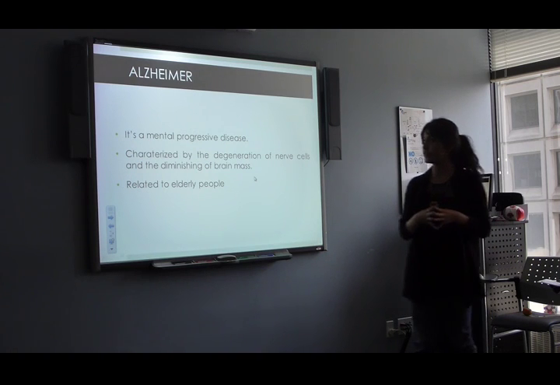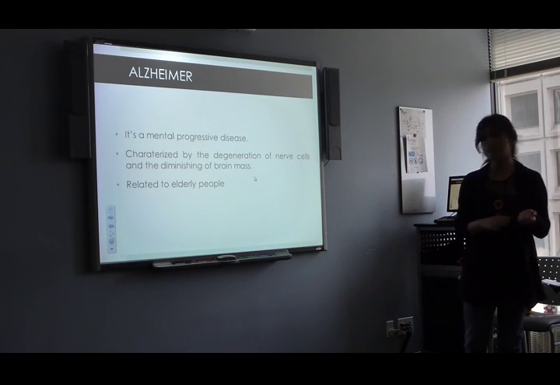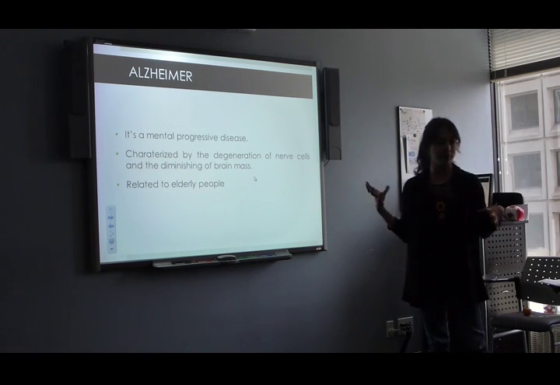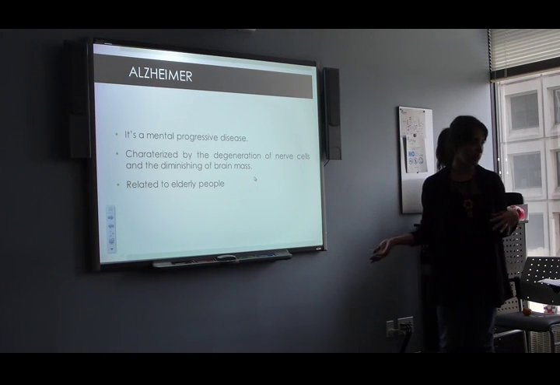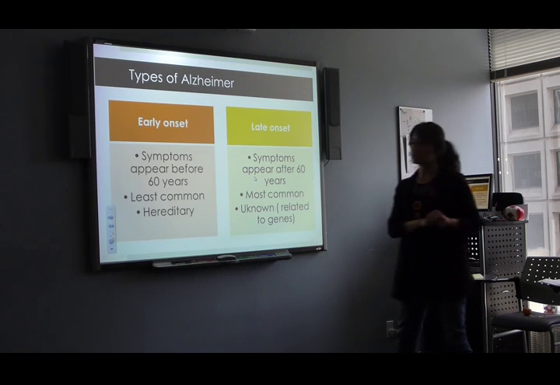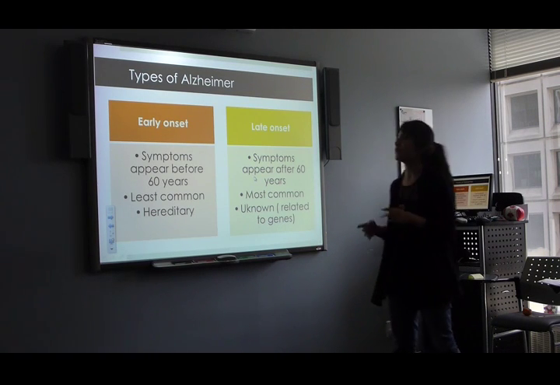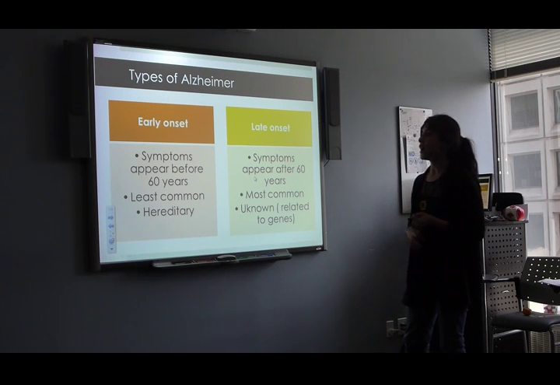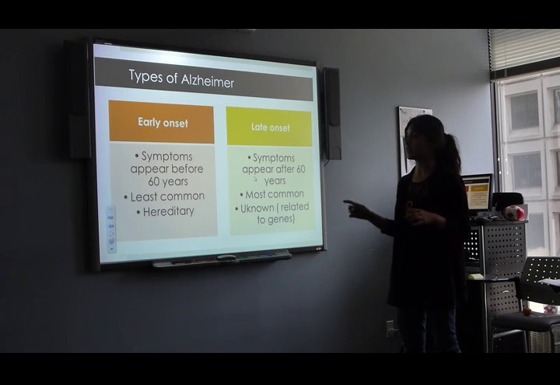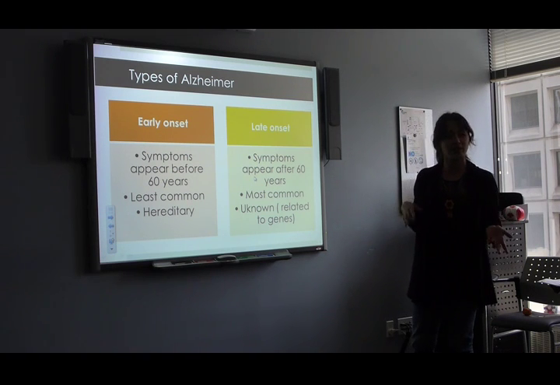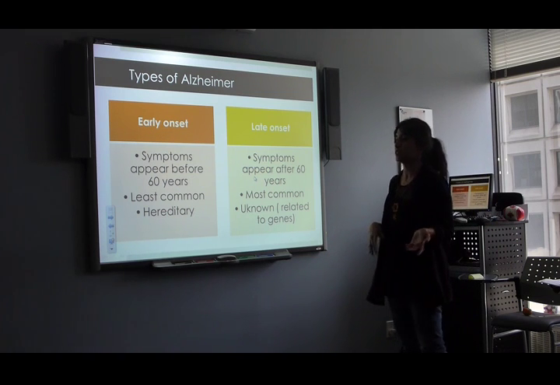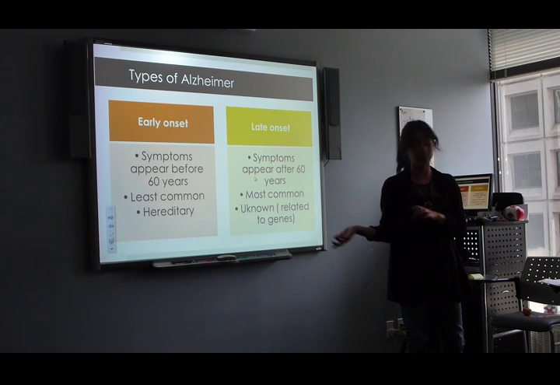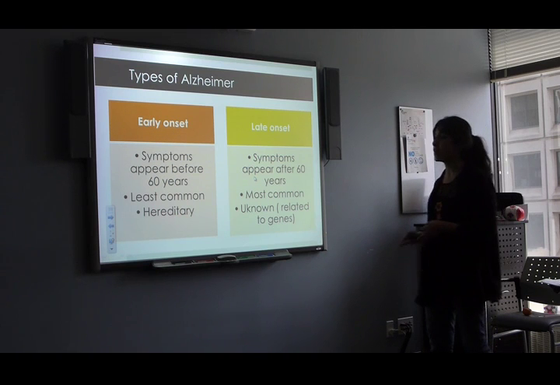Okay, what's Alzheimer? First of all, it's a progressive disease characterized by a degeneration of nerve cells and diminishing of brain mass. And it's related to elderly people, usually. There are two types of Alzheimer: the early onset and the late onset. In the early onset, the symptoms usually appear before 60 years, when people are less than 60 years old. It is the least common because usually this illness is related to elderly people.